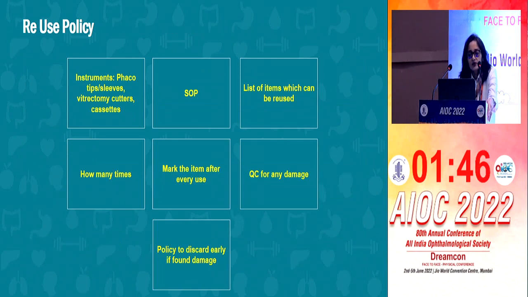Reuse policy. A couple of instruments like phaco tips, sleeves, vitrectomy cutters, and cassettes, we reuse, right? So we have to make an SOP, we have to list out all these items which we are supposed to reuse, how many times we'll reuse them, and we have to mark the item after every use. Frequent quality checks should be done for any kind of damage. There should also be a policy to discard early in case damage happens.